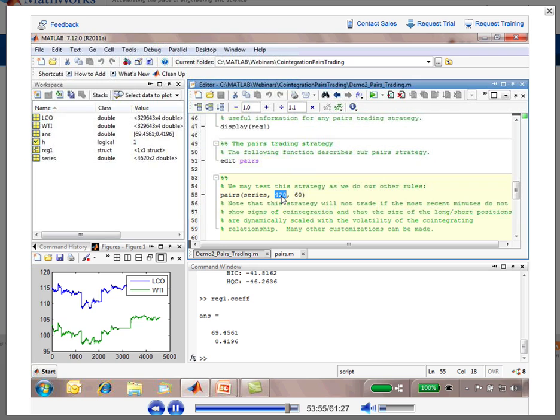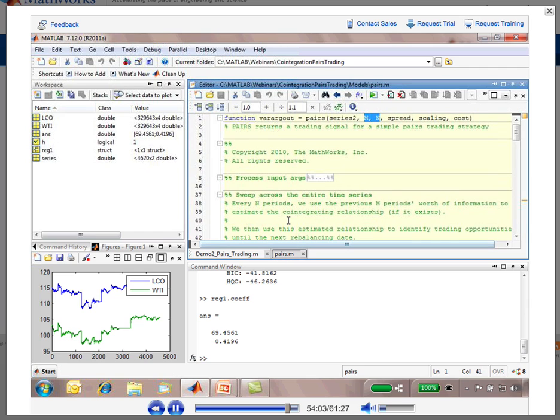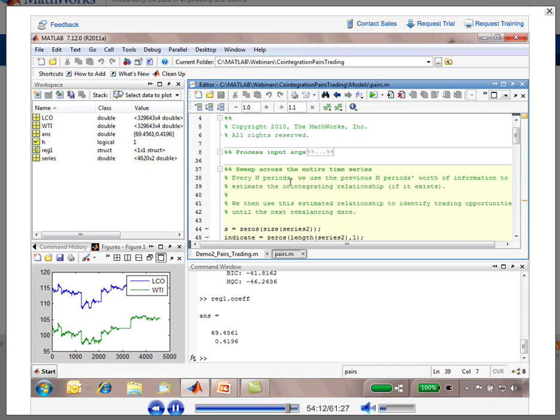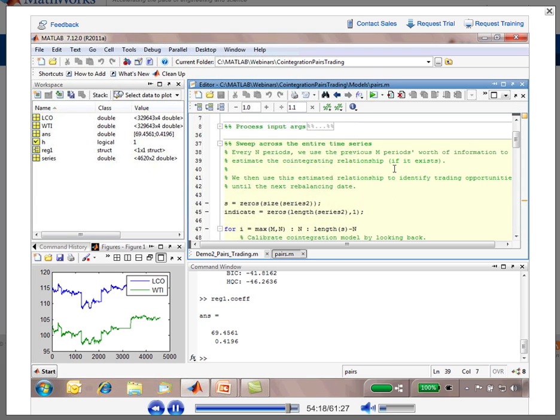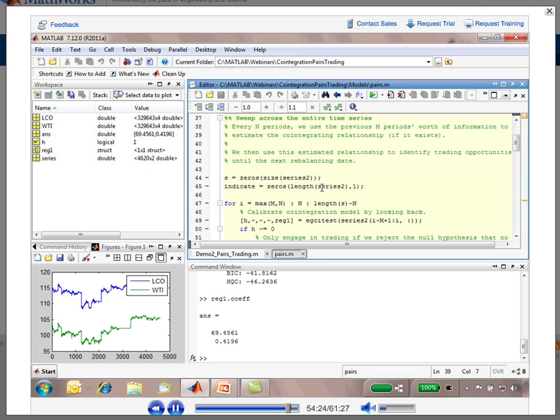This is the window of data we'll be taking in and developing a pairs trading strategy against, 420 minutes in this case. And then 60 is the maximum number of periods that we're going to use to estimate the co-integration relationship. In other words, for every N periods, we're going to use the previous M periods' worth of information to estimate the co-integration relationship, if one exists. One thing to note about this pairs trading strategy: if it doesn't exist, it won't trade. It's only going to trade when one exists.